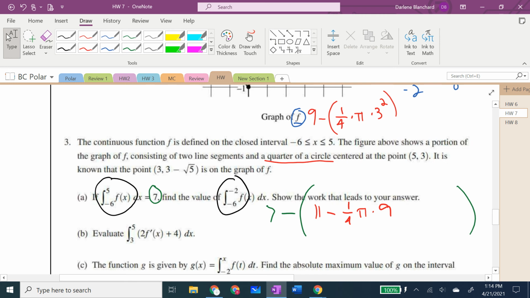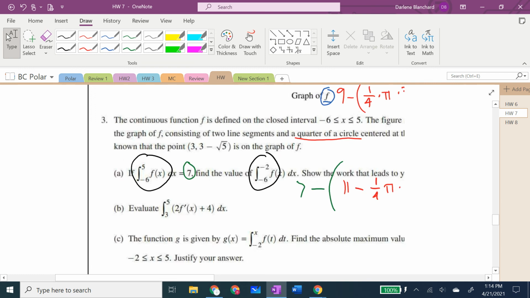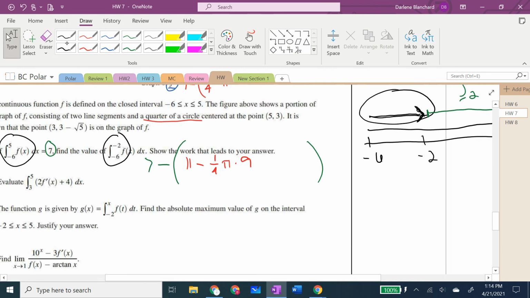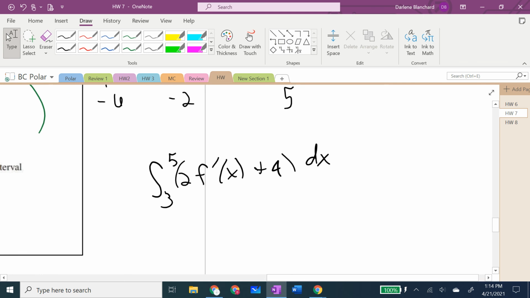We need to evaluate this integral. Now, what I'm going to do is rewrite that over here: the integral from 3 to 5 of 2 f prime plus 4. As I begin to work through it, I want to separate what I can separate. I can separate the addition, and I can also take the multiplication of 2 and pull it outside the integral.